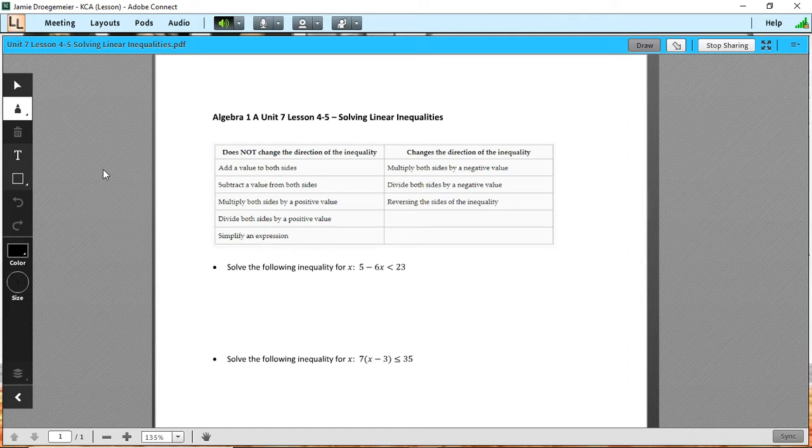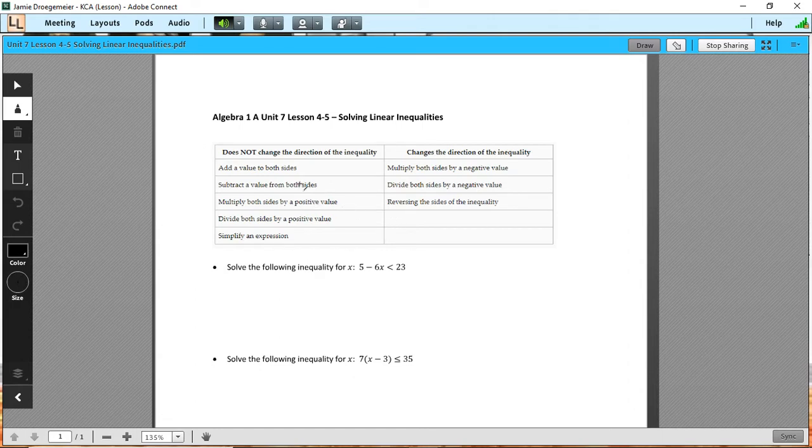Today we're looking at Unit 7, Lessons 4 and 5, which is about solving linear inequalities. When we are solving a linear inequality, it's very similar to what we do when we're solving a linear equation, but there are just a few small differences. I grabbed this table from our lesson because I thought it did a good job of telling us that the main thing that's different when we're solving a linear inequality is that we may have times where that inequality symbol is going to change directions.